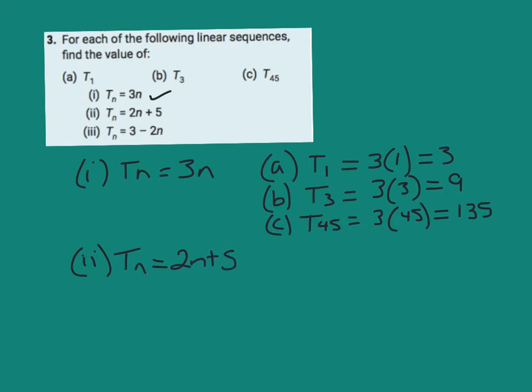So for this one, I'm going to start first of all with T1 and replace the n with 1. And what I'll get is that term 1 of the sequence is 7. The next one, I am going to do T3. So I'm going to replace that n with 3, 2 times 3 plus 5. That'll give me 6 plus 5, which gives me 11.